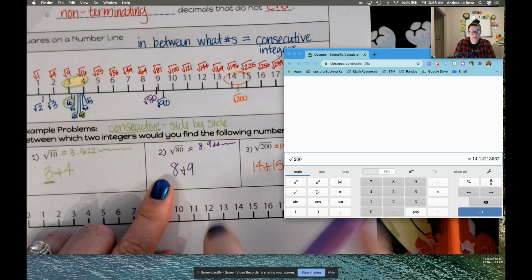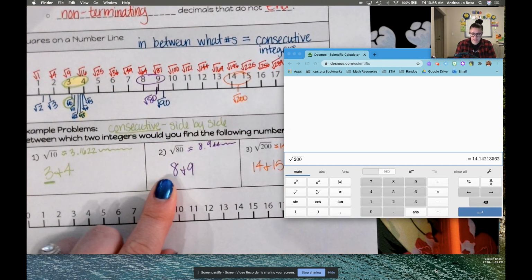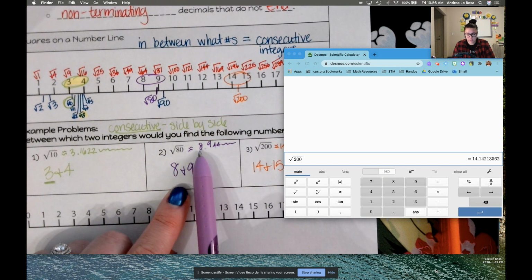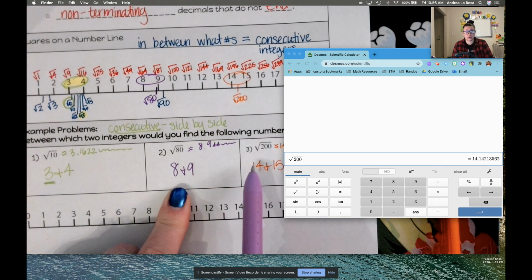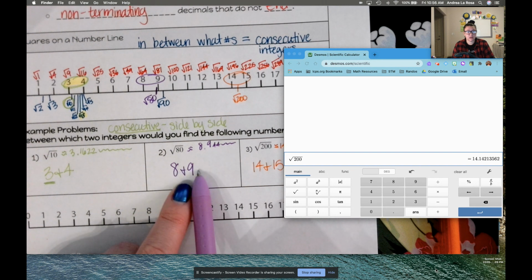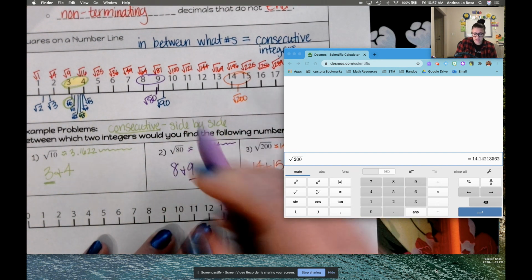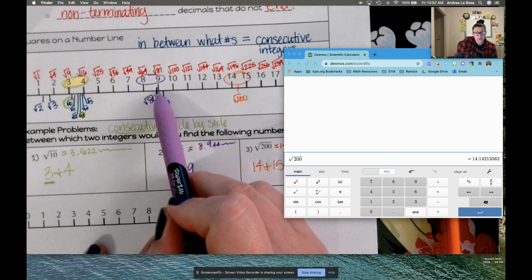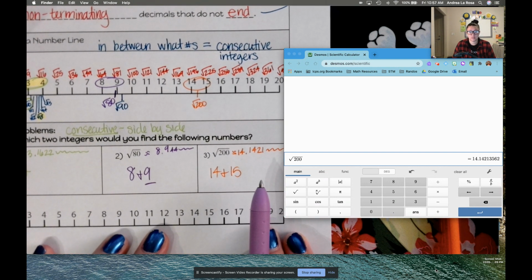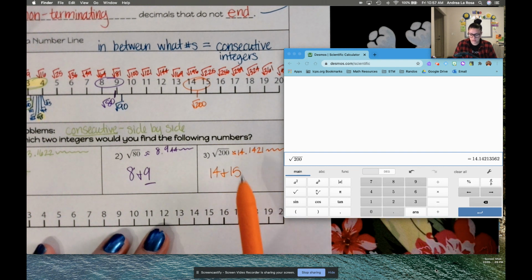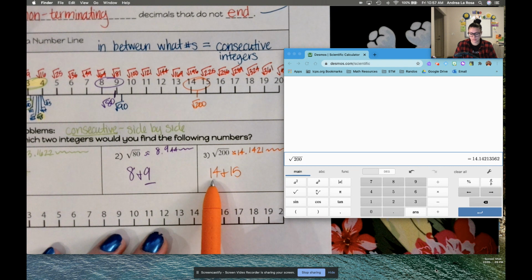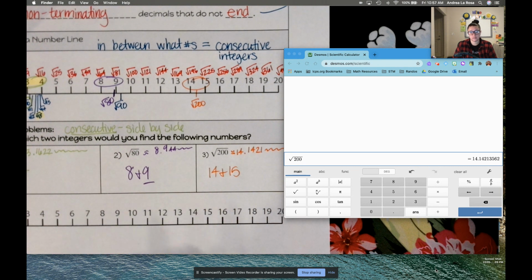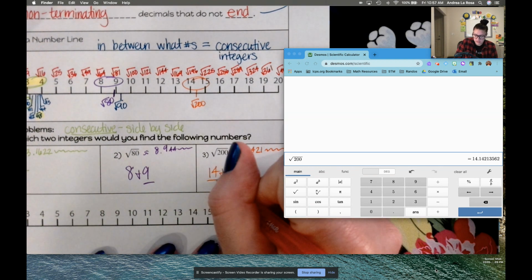The square root of 80, remember that was between 8 and 9. Our decimal approximation was 8.94 something. Is that going to be closer to 8 or closer to 9? That's closer to 9. Like we said, it's right next to 81, so it's going to be closer to 9. And then our last one, 14.14. You tell me, type in the chat, is that going to be closer to 14 or 15? That's going to be closer to 14.